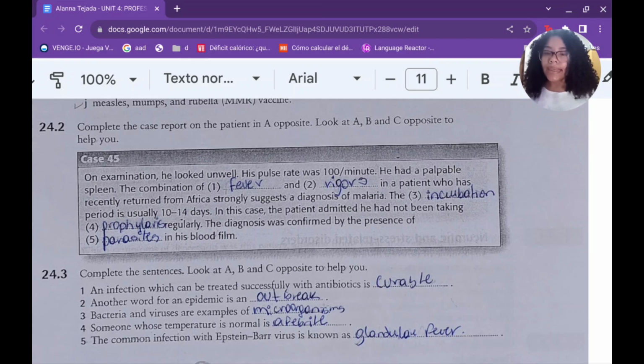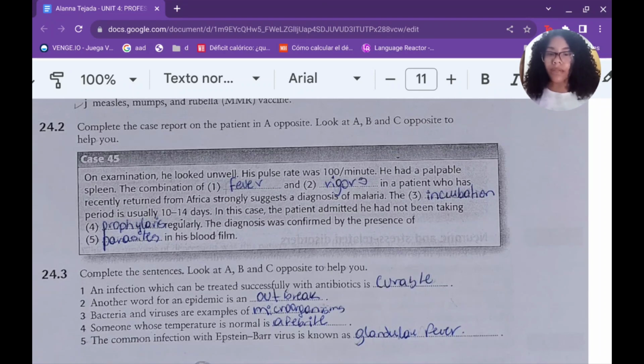24.2. Complete the case report of the patient in A opposite. Look at A, B, and C opposite to help you. Case 45. On examination, he looked unwell. His pulse rate was 100 per minute. He had a palpable spleen.